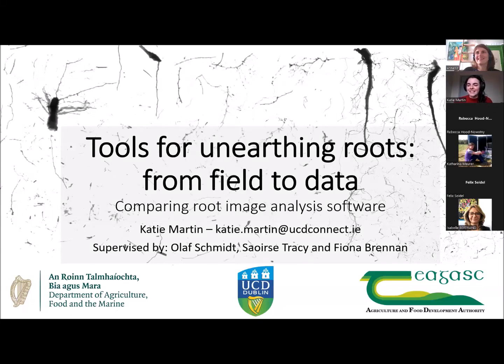And I know that Natalie and Michael will also be speaking a little bit about tools for unearthing roots from field to data. So I'll be focusing on comparing the root image analysis softwares that are available.